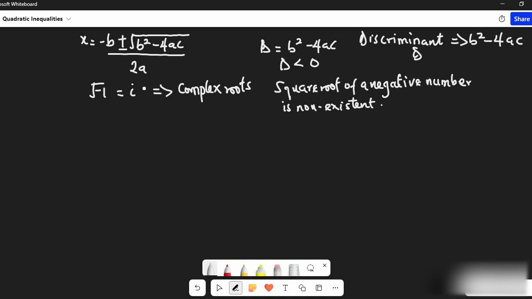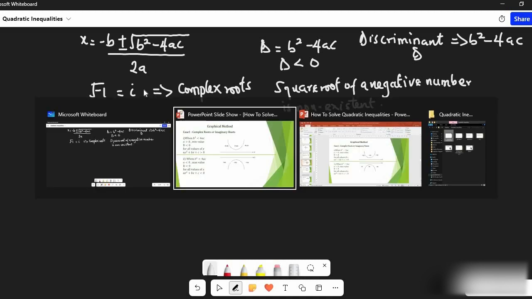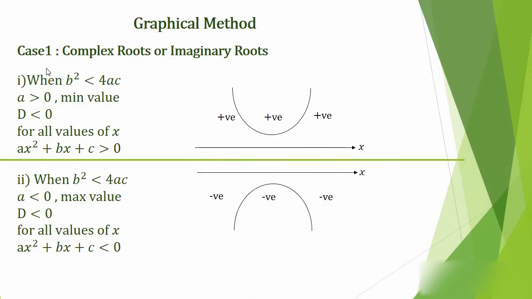Now looking at the curve relative to the x-axis, in such a situation, the curve does not touch the x-axis, and neither does it cut the x-axis. It's just above the x-axis, in this case where a is greater than 0, because we have a minimum value, so it dips downwards, okay? And in this situation, for all values of x, ax squared plus bx plus c is greater than 0, okay?